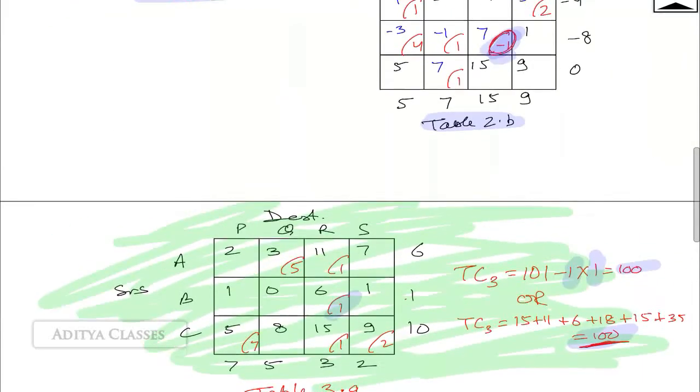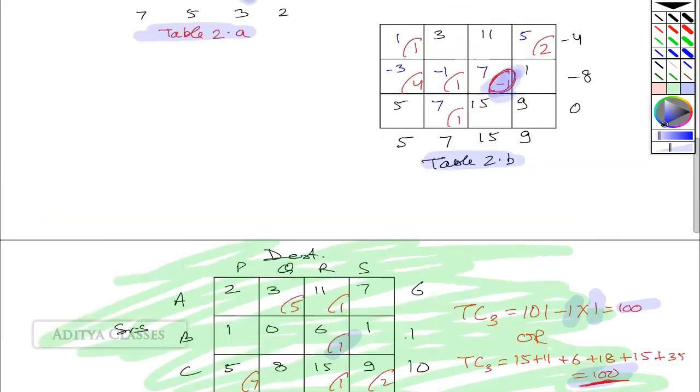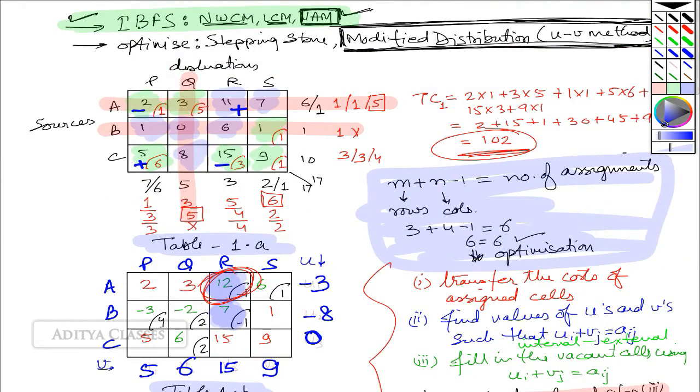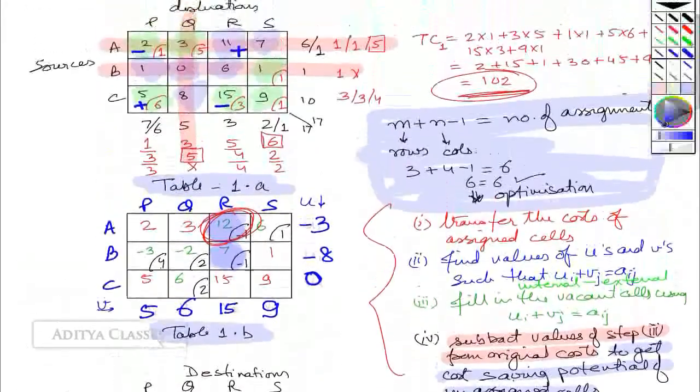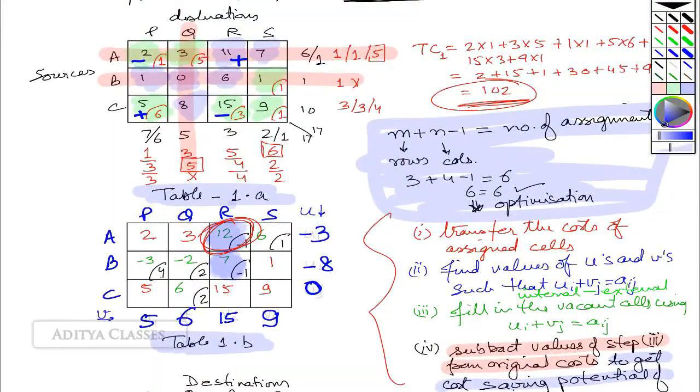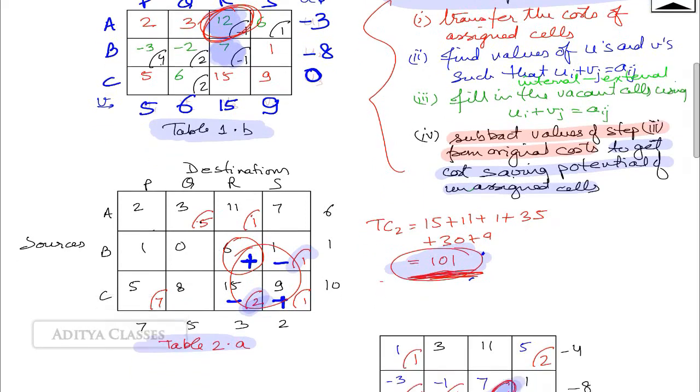And we can see this is my last table, Table 3B. So all our tables are in pairs. Original table of assignment, then a check table B. In this check, we found that there was a saving potential of 1 rupee. We found a closed loop and transferred the units. So after the transfer, this was our assignment.